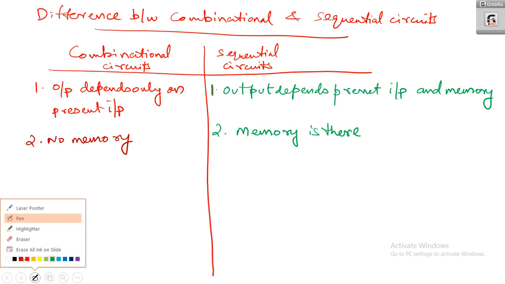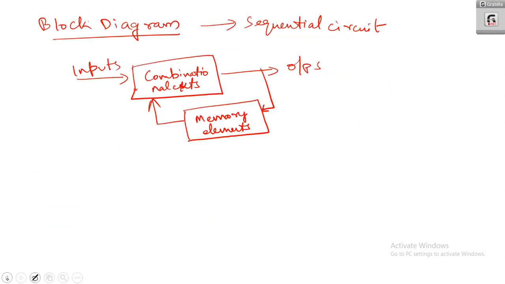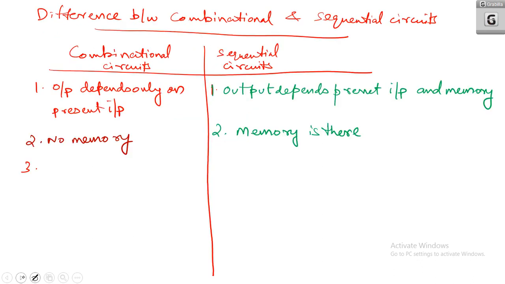Now coming to the third point. Coming to the third difference. See here, if you are looking back to the block diagram, along with the combinational circuit, you are adding some memory elements. That means the circuit is getting complicated, or getting into a higher level in the case of sequential circuit, whereas in combinational circuit there is only a simple circuit without attaching the memory.